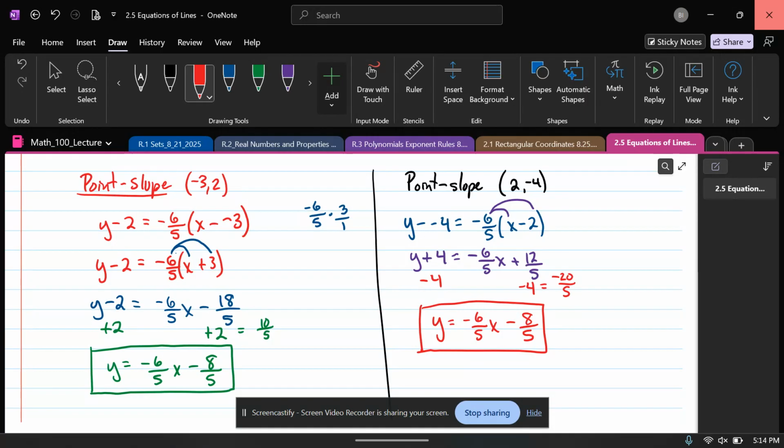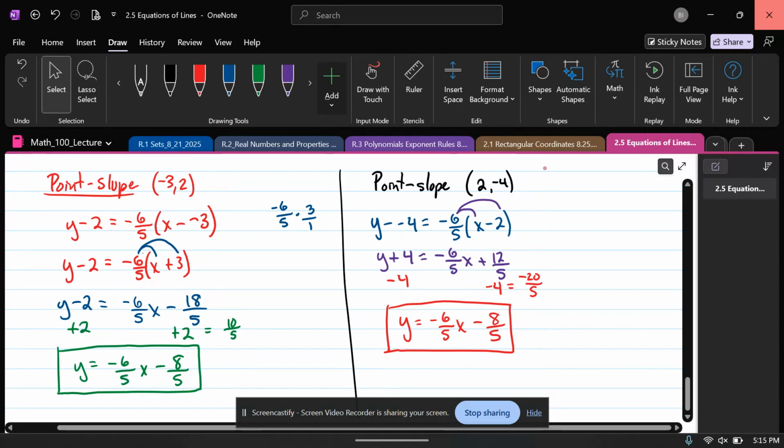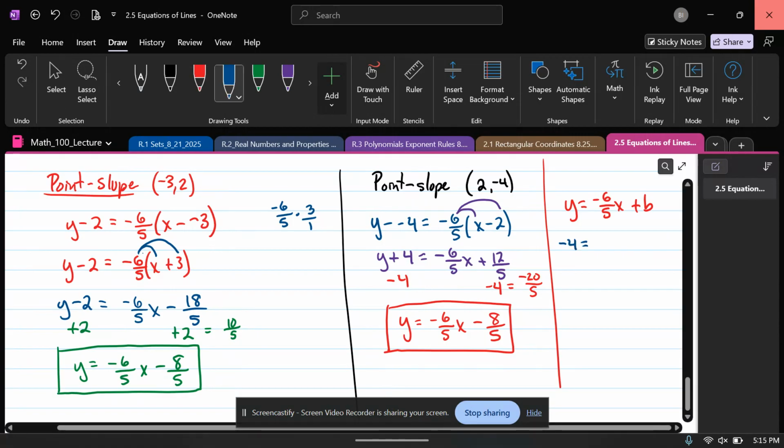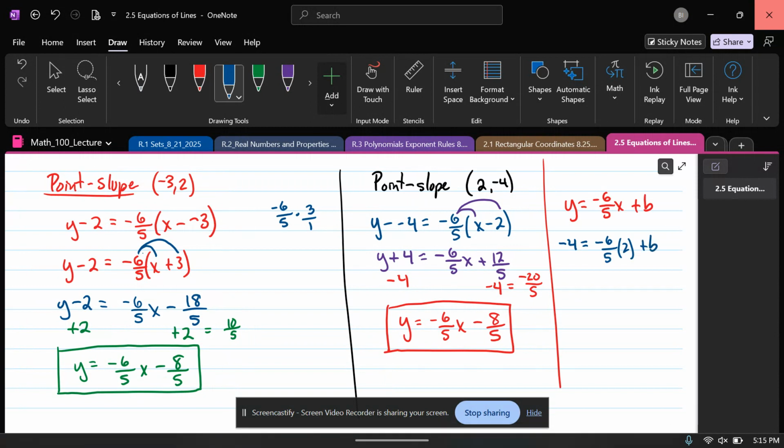So that's always a good way to check to make sure you got it right, using either of the ordered pairs. You can still do it the other way too if you wanted to, where you get y equals negative 6 over 5x plus b, and you pick one of the ordered pairs. I'm going to put the negative 4 in there. That's going to be negative 12 over 5 plus b.